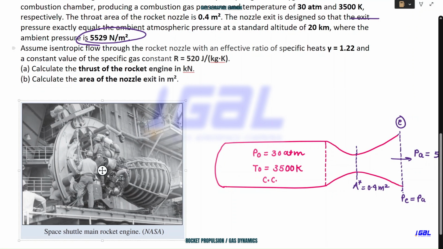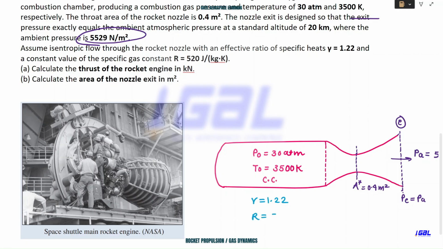Then one more thing: gamma, don't use 1.4, and don't use the R value as 287. Don't make this mistake. You should write gamma as 1.22 and the R value as 520 joules per kg Kelvin. So this is what the flow situation is.